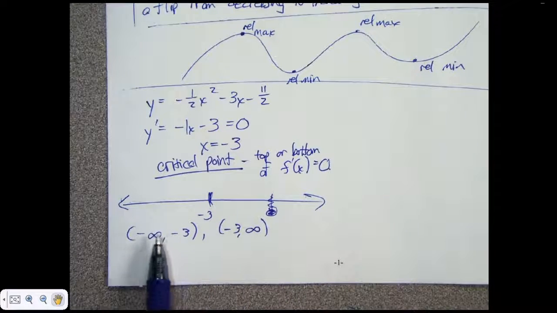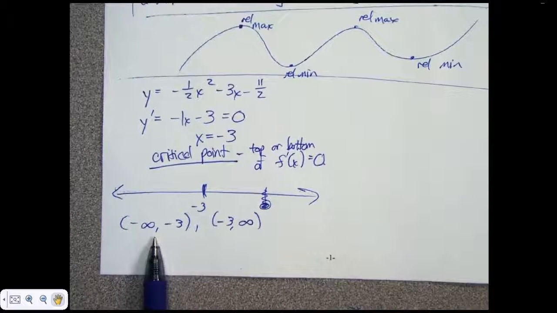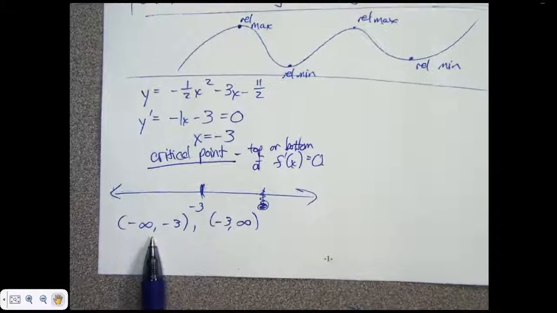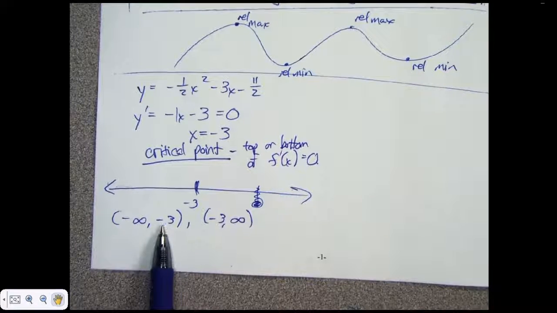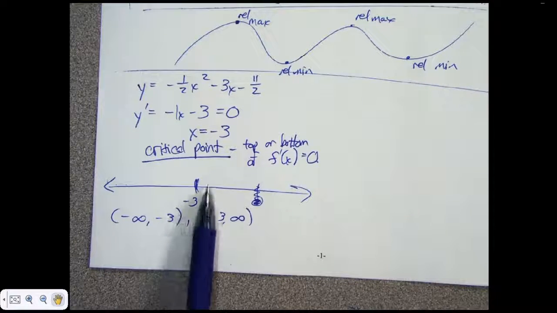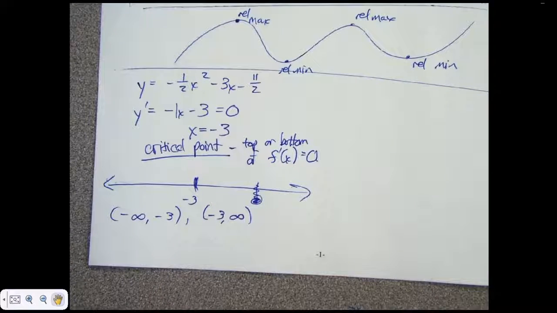So what we're going to do is pick a point in this interval, whatever you want. It doesn't matter, because if it's decreasing at one point in this interval, it's decreasing at all. So I'm going to pick the easiest one for me to work with. So maybe negative 4. Don't pick negative 3, because that's not really in the interval, you know? It's like the divider. So let's say I pick negative 4.